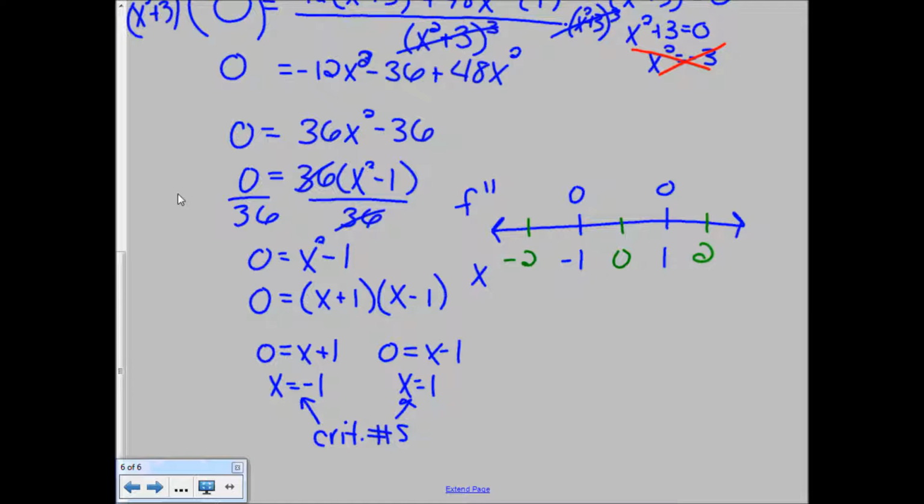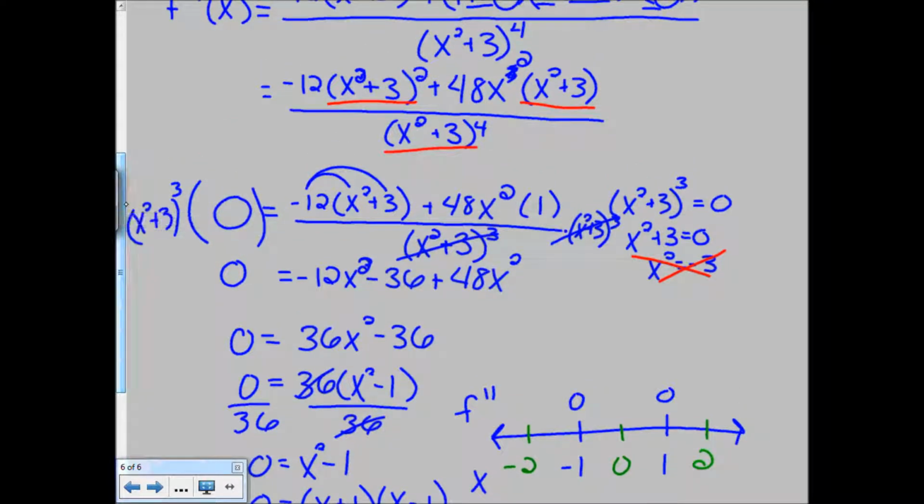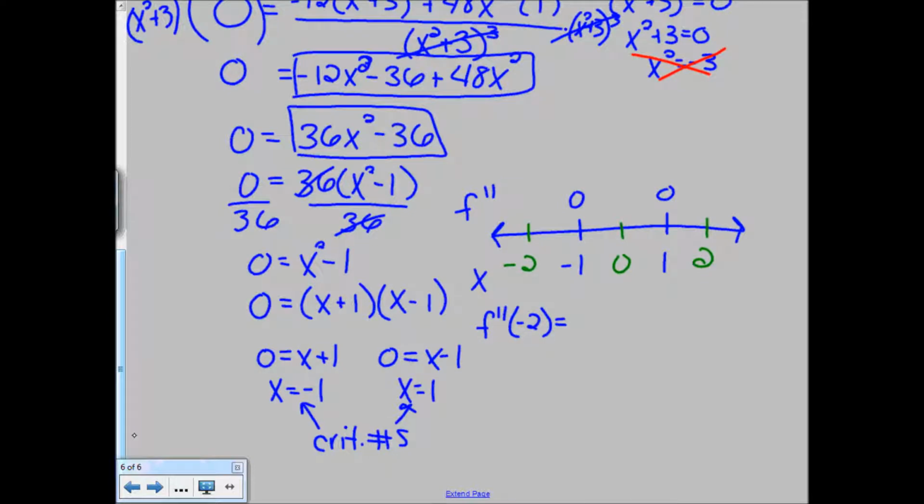Okay, so now we're going to do f double prime of negative 2 first. So let's scroll back up here and remember what our second derivative was. So we know that when we simplified the top of it, we got this thing here. So negative 12x squared minus 36 plus 48x squared, which came down to this thing. 36x squared minus 36. And that was all over x squared plus 3 cubed. So maybe we'll write it down here so it's easy to reference.